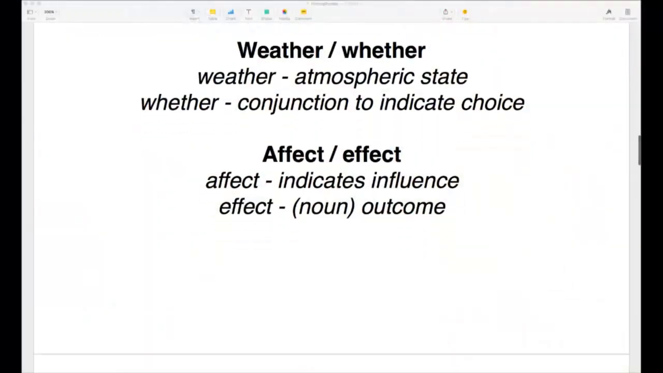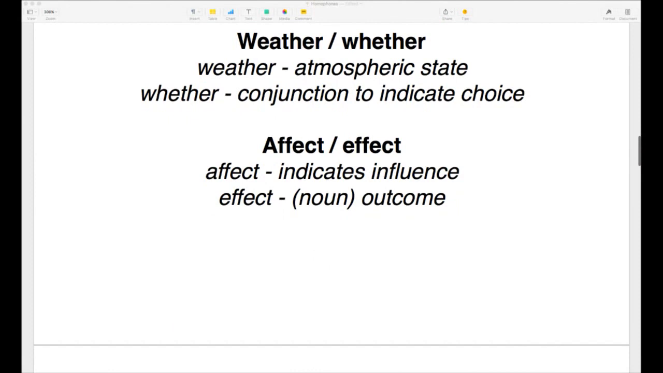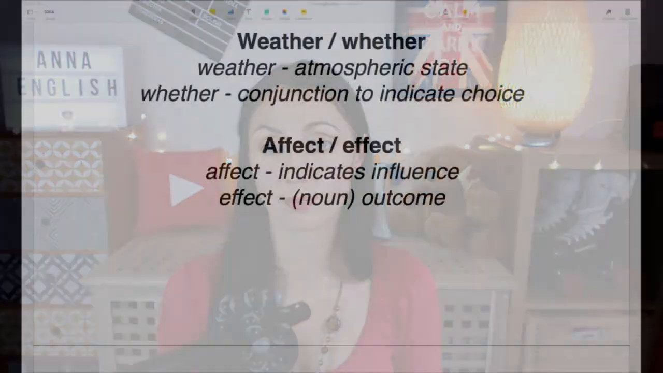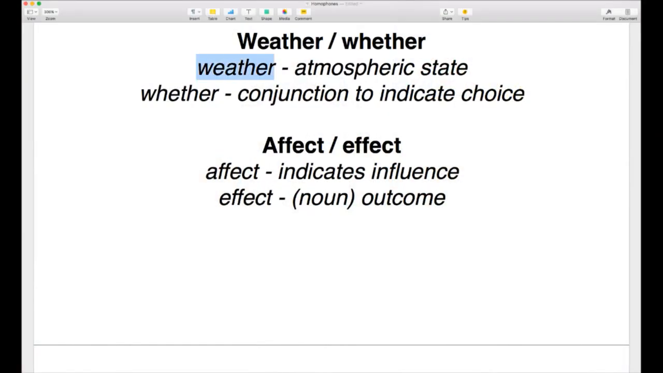Okay, so the next ones we have are weather and whether. Let's look at the pronunciation of this one. It can be tricky. We have the W, which is rounded lips. W, we, and then the TH, tongue out, the, we. The, weather. And the first version of the word weather, we talk about this a lot here in the UK. We're talking about the atmospheric state.